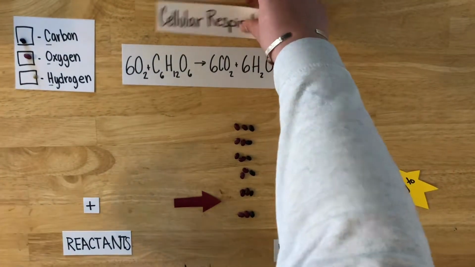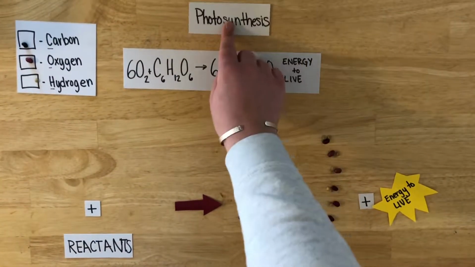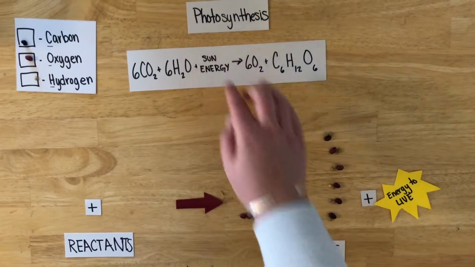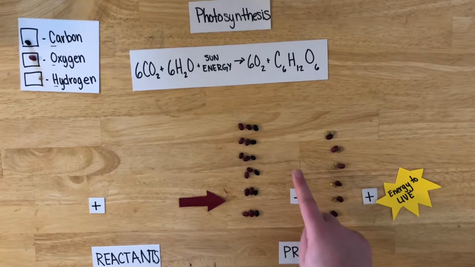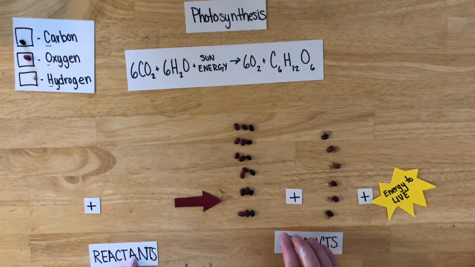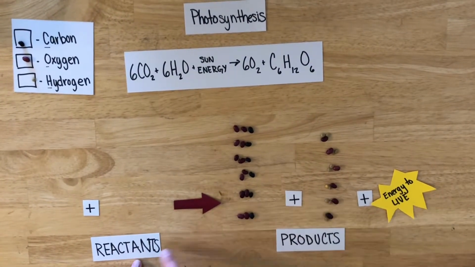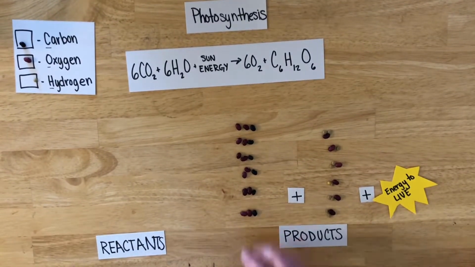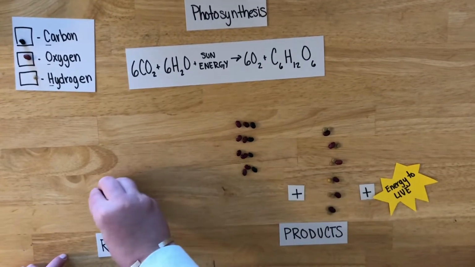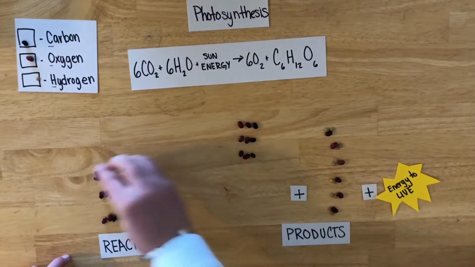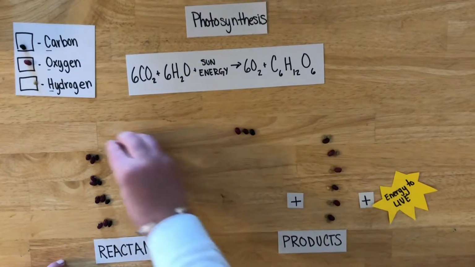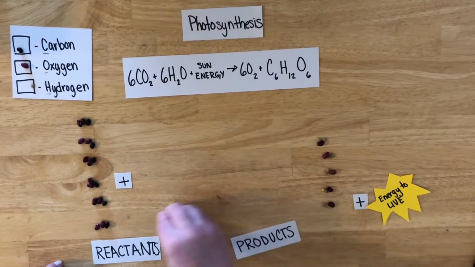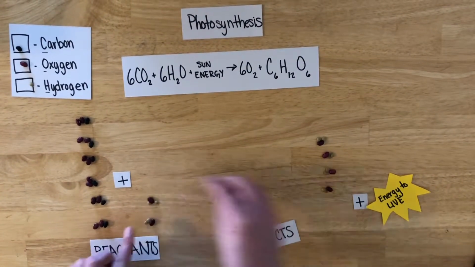Now that we've modeled cellular respiration, we're going to take a look at photosynthesis, which we know is just the reverse of cellular respiration. So I can move our products over to our reactant side. As we can see, we need 6 CO2 molecules, so moving those on over, and we need 6 H2O molecules.